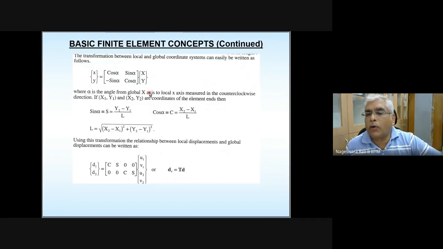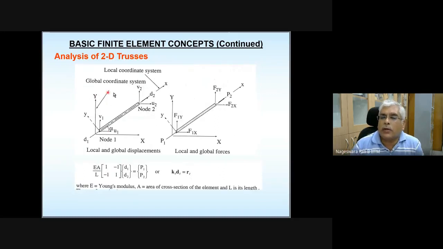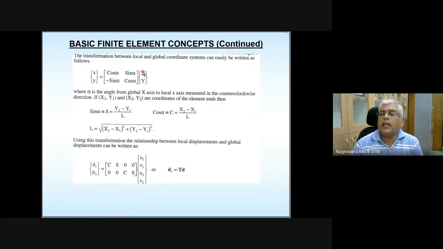Note this one: alpha is the angle from global x-axis to the local x-axis, measured in the counterclockwise direction. What is meant by counterclockwise direction? It is the opposite direction to which your clock rotates. The clock rotates in this direction, like this. You are measuring the angle in the counterclockwise direction, from global x-axis to the local x-axis. So this is the relation. And how am I going to get this alpha, or this cosine alpha and sine alpha?